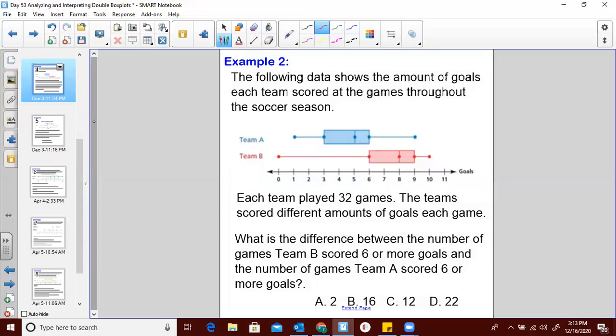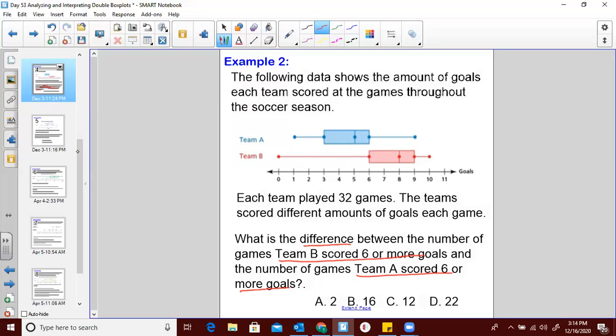We're going to be really focusing in on looking into these box plots. All right, so the following data shows the amount of goals each team scored at the games throughout the soccer season. Very similar to what we just had. Each team plays 32 games. The teams score different amounts of goals each time. What is the difference between the number of games Team B scored 6 or more goals, and the number of games Team A scored 6 or more goals?